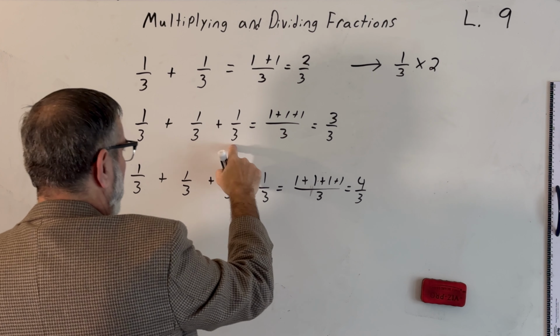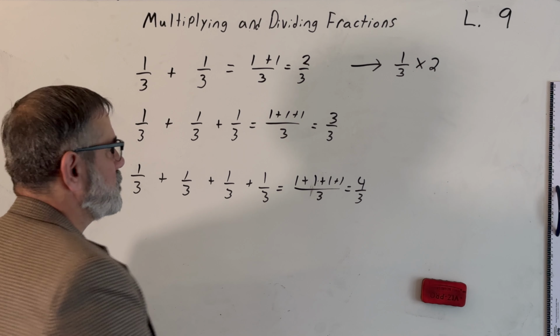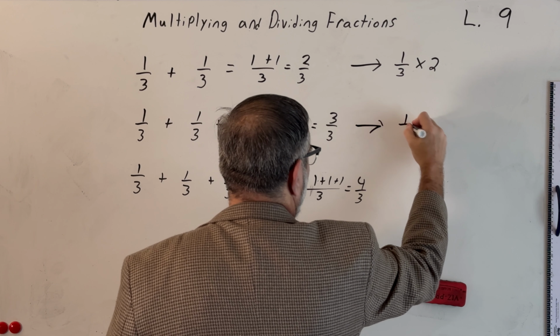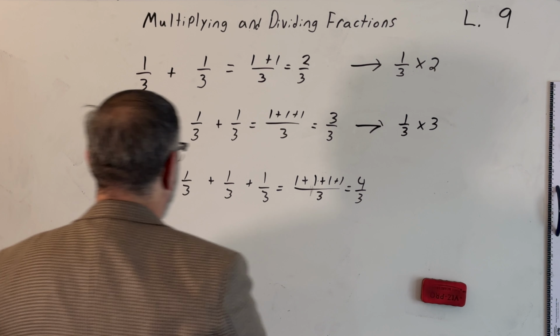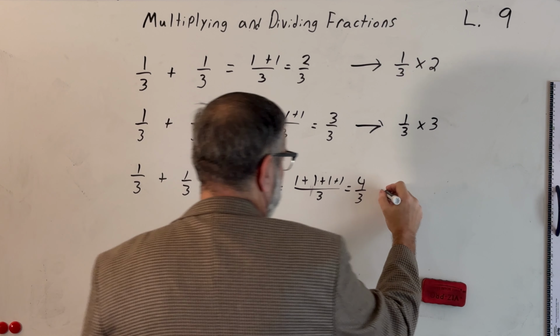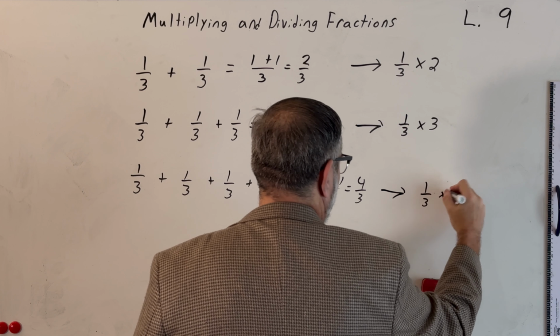1/3 plus 1/3 plus 1/3. We're adding 1/3 3 times. So that's 1/3 times 3. Here we're doing it 4 times. So that's 1/3 times 4.